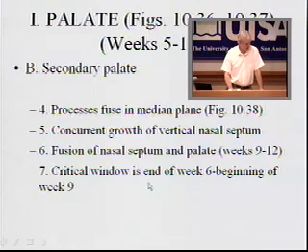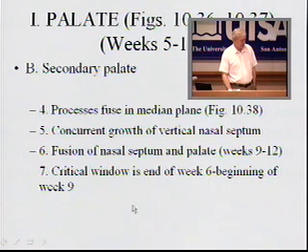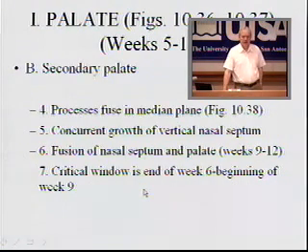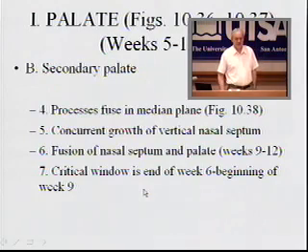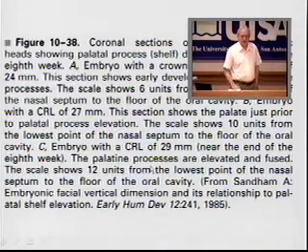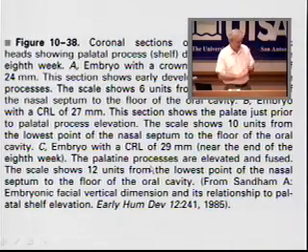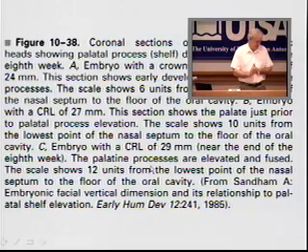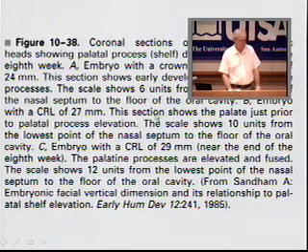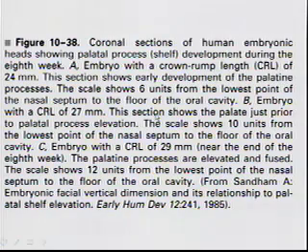There is a critical window that occurs at the end of week 6 through the beginning of week 9. If these events don't occur during that time successfully, then there will be a persistent space between them. And it can range, obviously, through a wide variety of possibilities. And we'll take a look at some of those after we go through this.